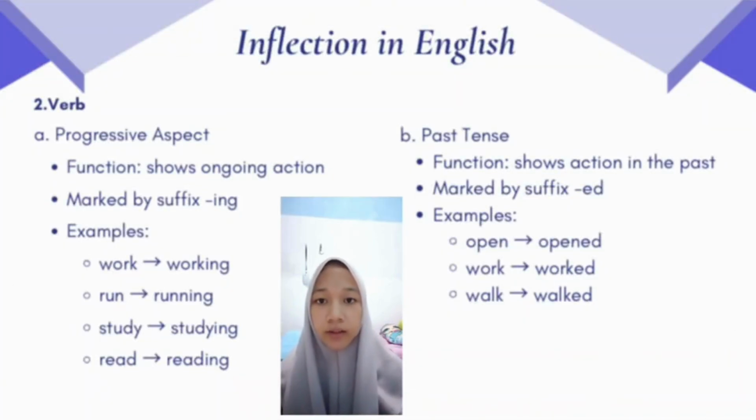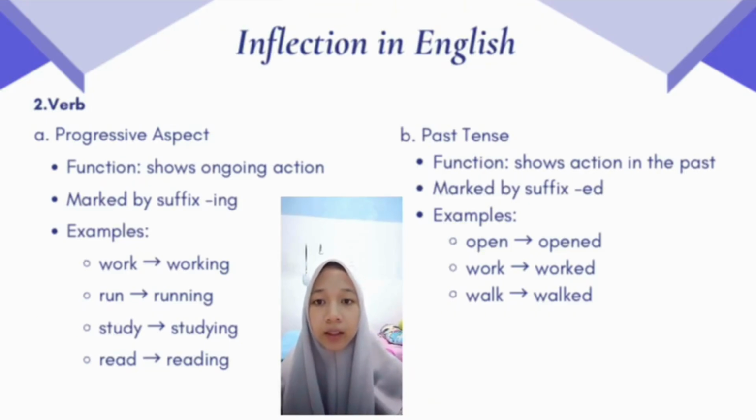Okay, next point is inflection in verb. The progressive aspect in English is marked by the suffix ing. It shows that an action is ongoing or in progress. For example, work becomes working and run becomes running. Other examples are studying and reading. These forms are still verbs and are usually used with the auxiliary verb be.